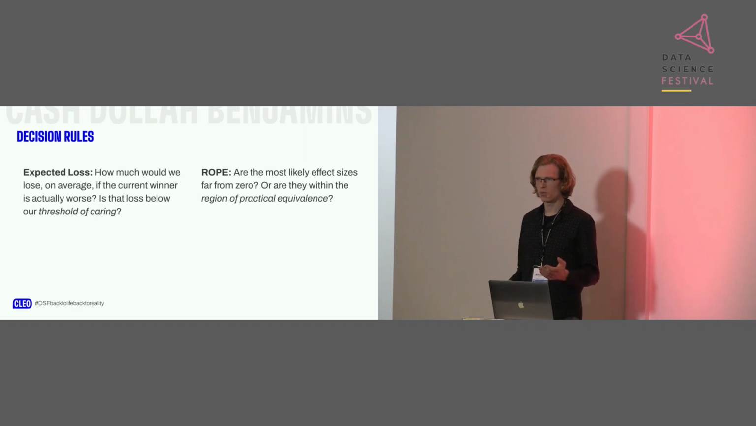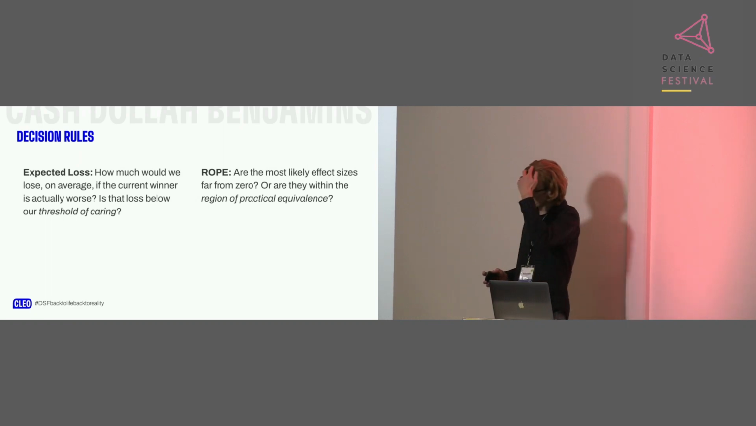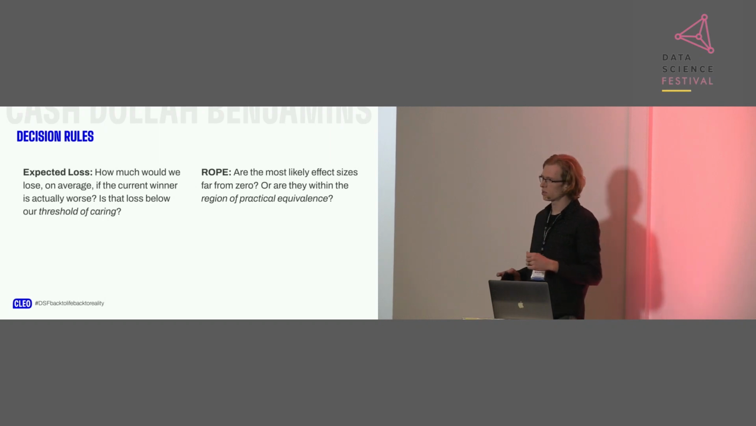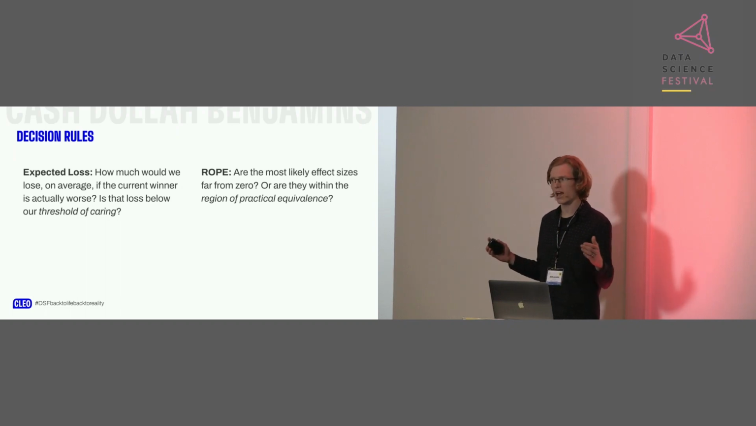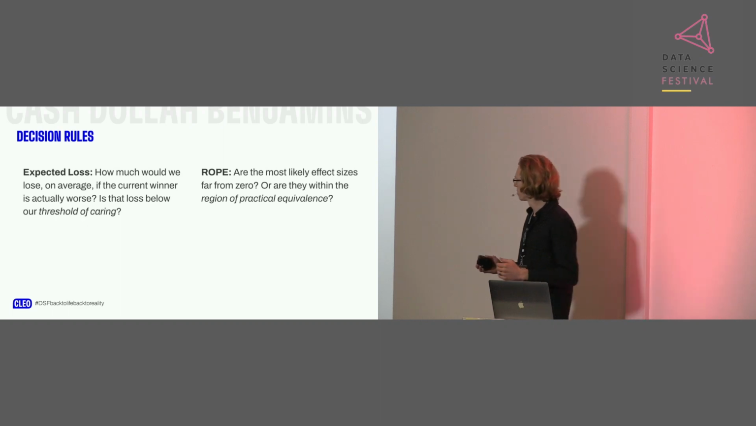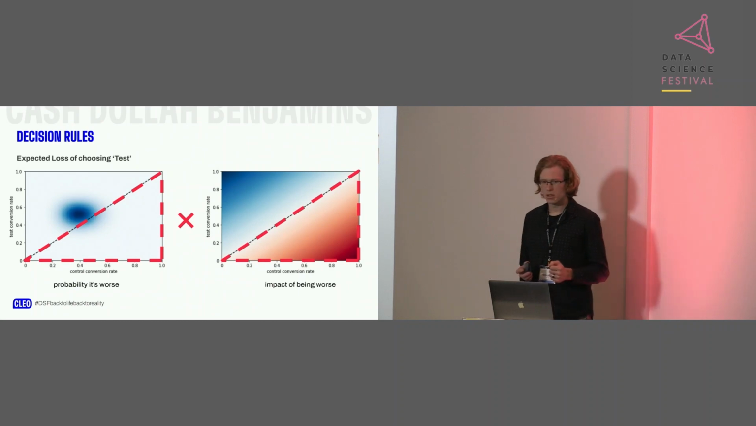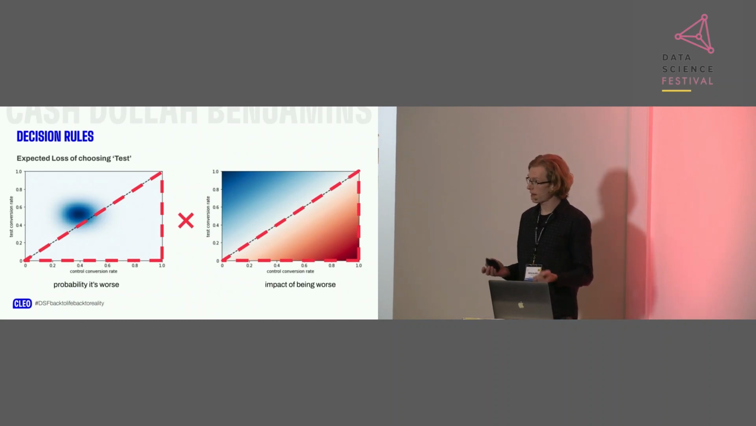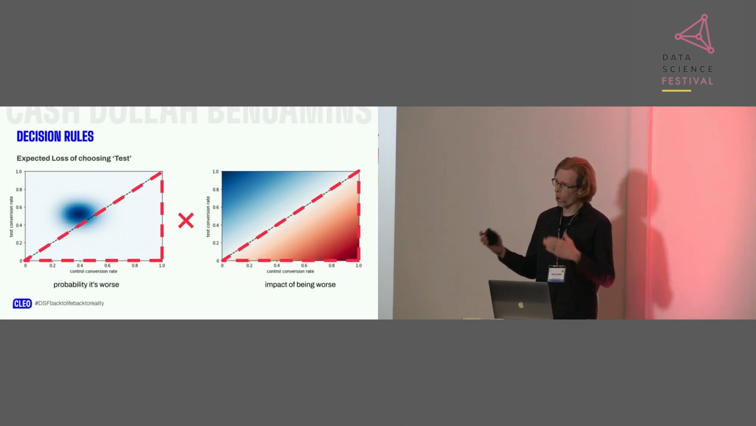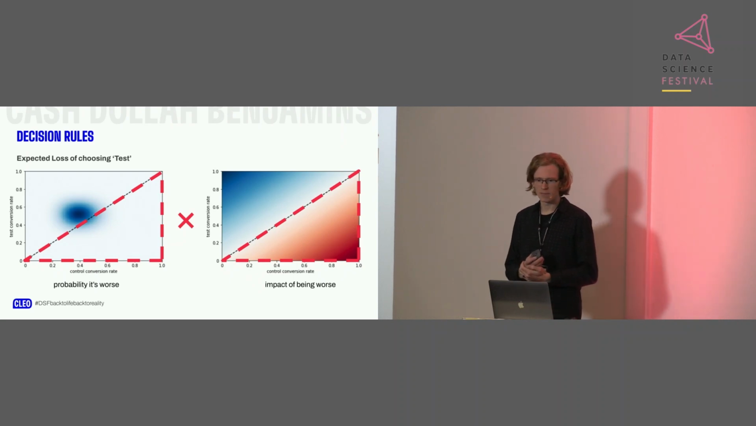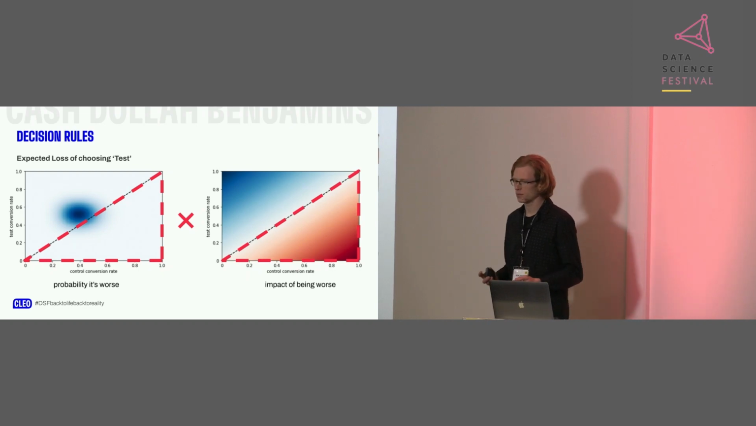ROPE stands for Region of Practical Equivalence. And for those of you who saw the Product Madness A/B testing talk, that was about the ROPE decision rule and whether the most likely effect sizes in the test fall far from 0. So we mostly use expected loss at Cleo, although we're a young company, we're open to trying different things. I'll explain how expected loss works.